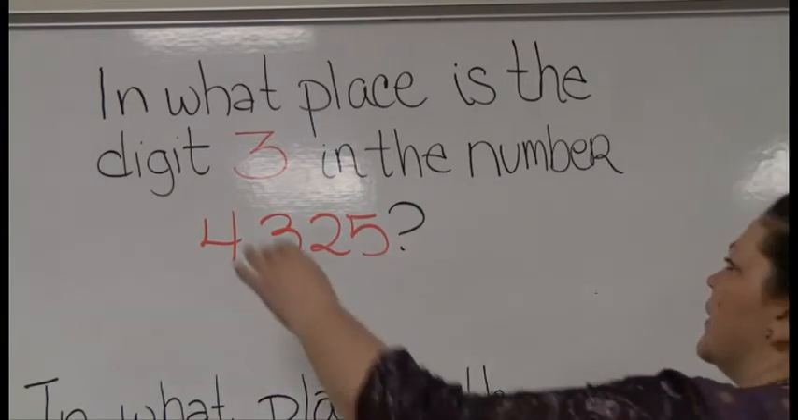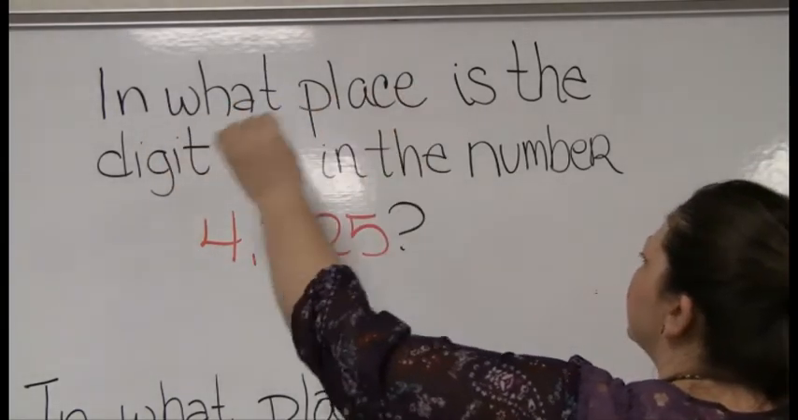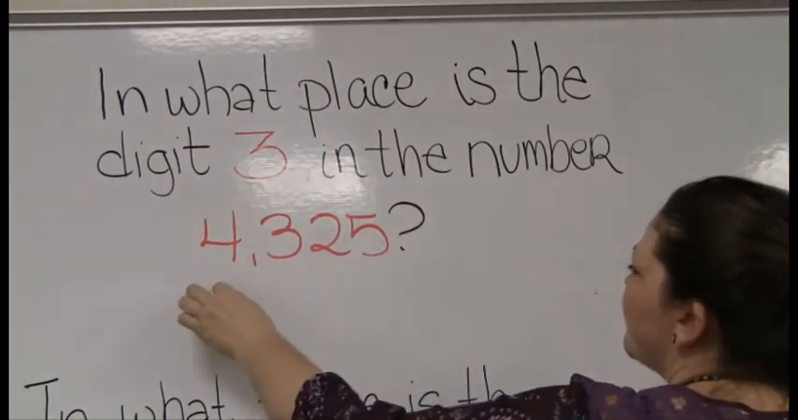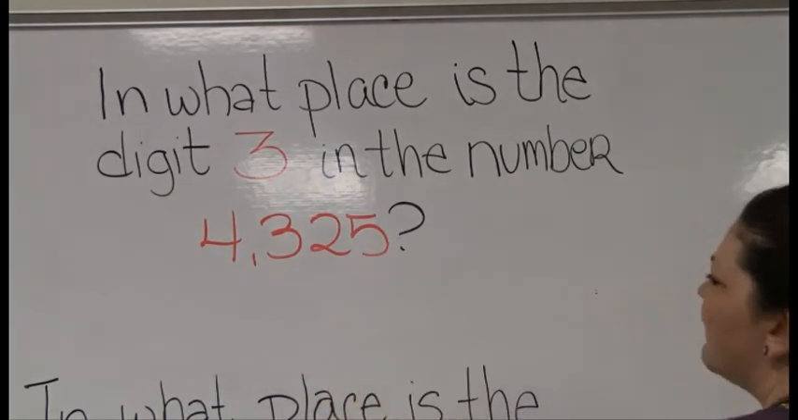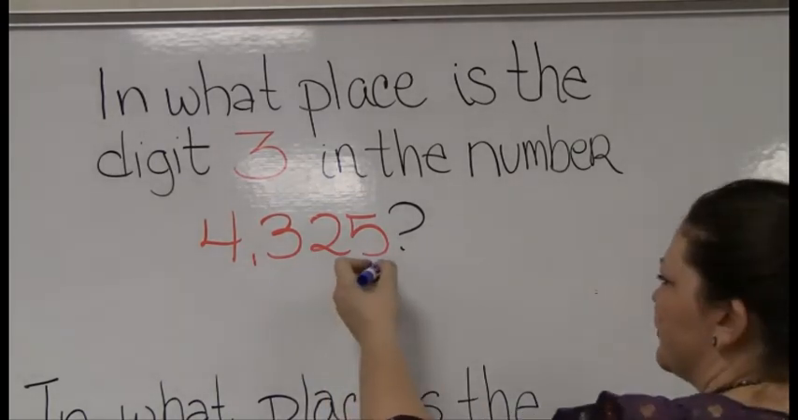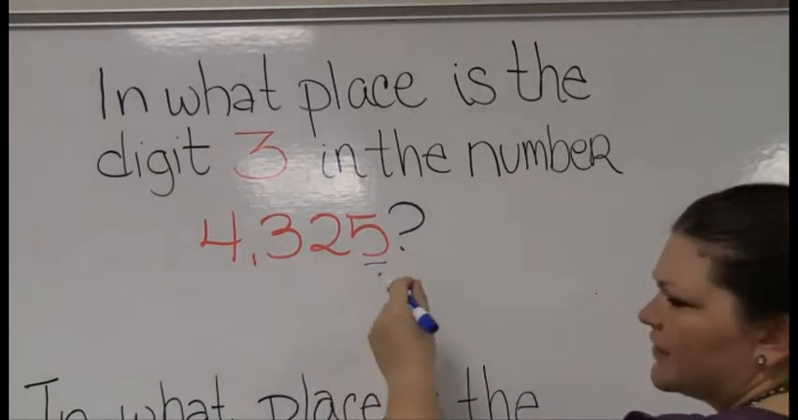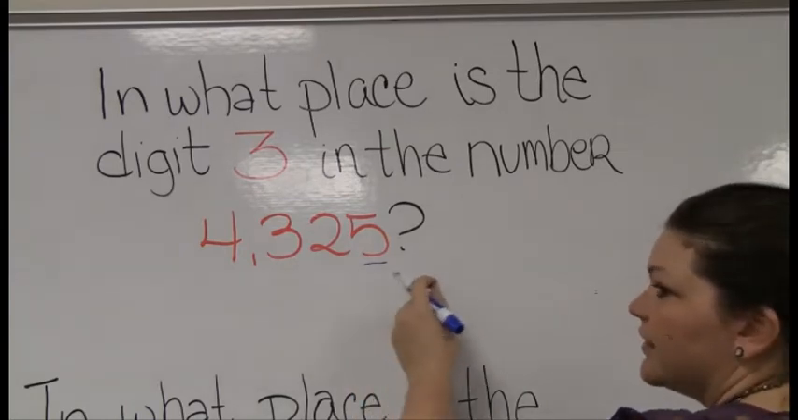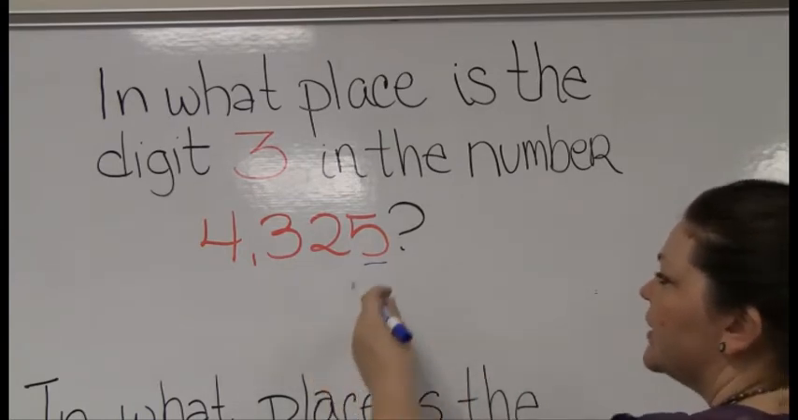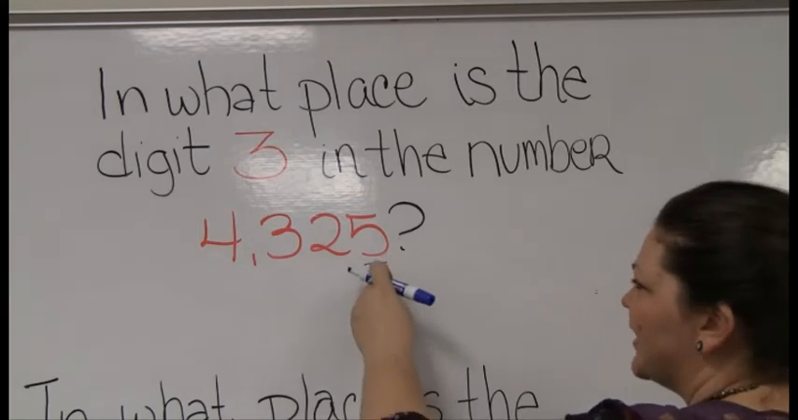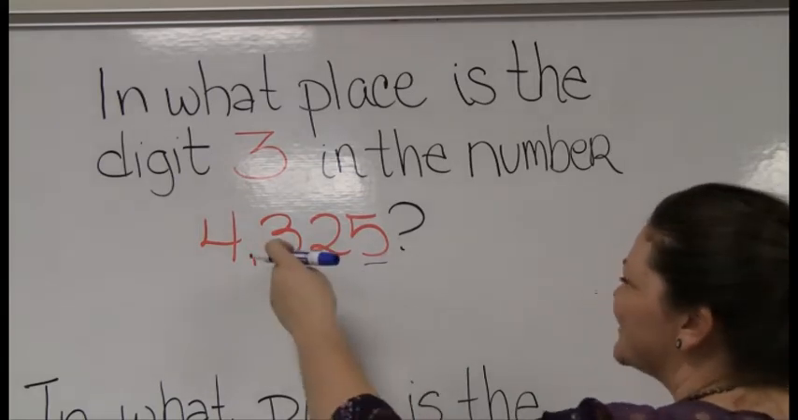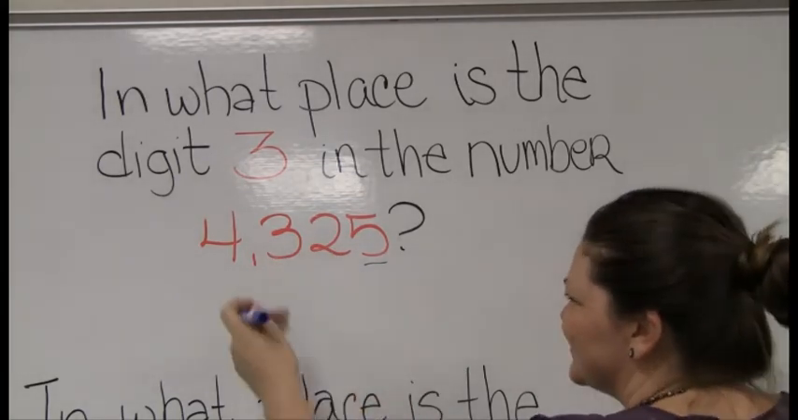And so we've been asked here, in what place is the digit 3 in the number 4,325? And as you guys know, this is the hundreds. I just messed it up. Let's try again. How about the math teacher does the math right? This is the ones place. We have the tens place. And finally, here's the hundreds place.